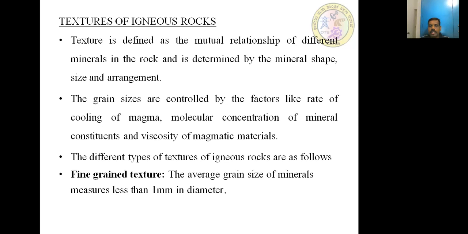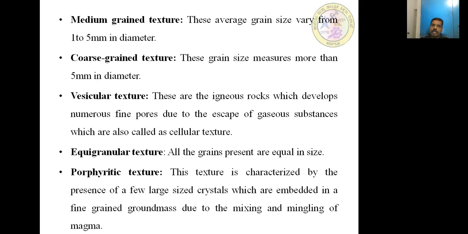First one is fine grain texture. The average grain size of fine grained minerals measures less than 1 mm in diameter. So we can call it fine grained texture. Medium grain texture. Here the average grain size is between 1 mm to 5 mm. Coarse grain texture. Here the grain size is more than 5 mm in diameter.